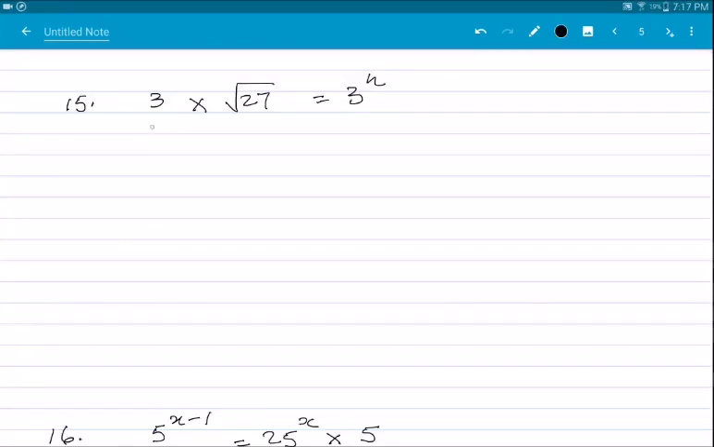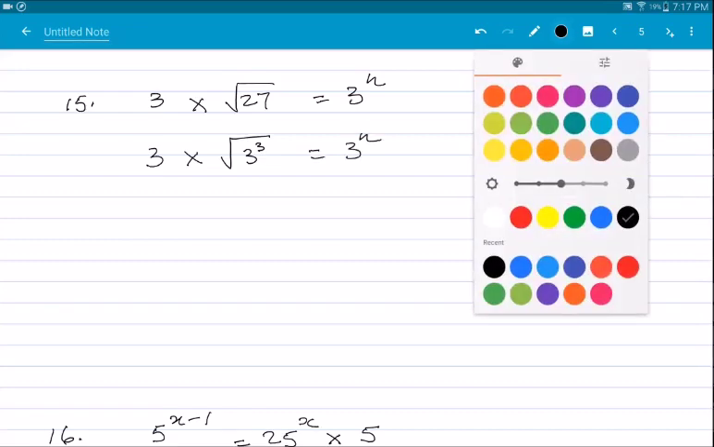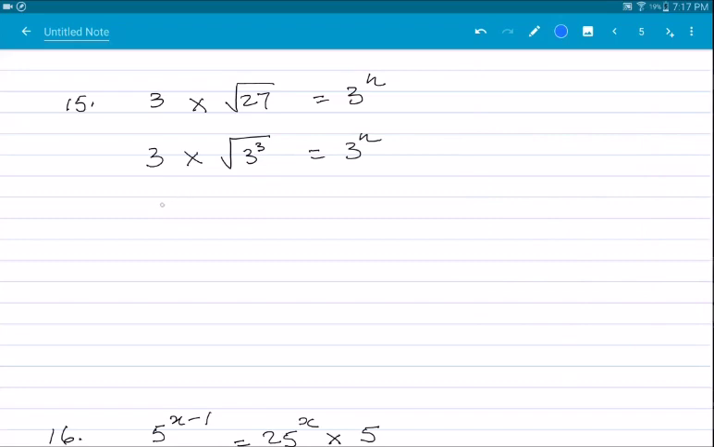Okay, question 15. 3 times the square root of 27 is equal to 3 to the n. So we're going to express this 27 as a power of 3. So we have 3 times the square root of 3 cubed is equal to 3 to the n. I'm going to change my color. So this is 3 times 3 cubed to the half is equal to 3 to the n. 3 times 3 to the 3 on 2. Remember, we multiply.